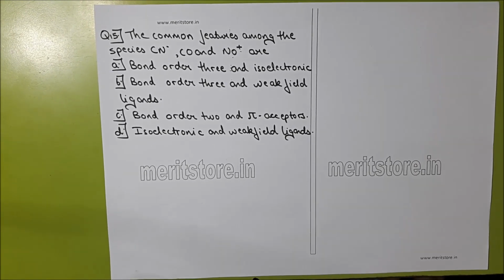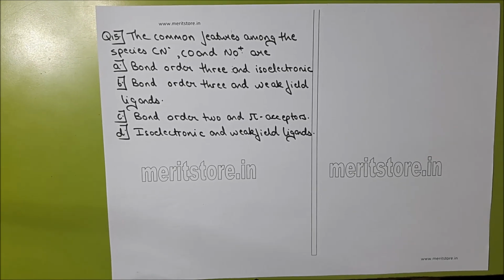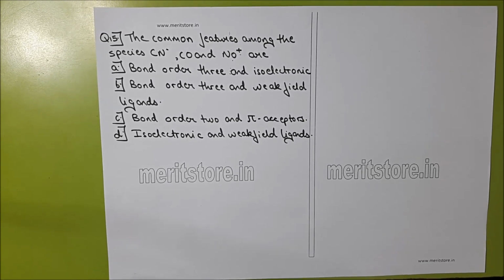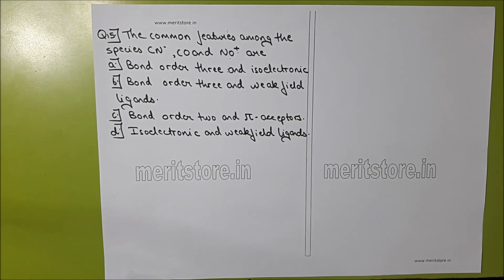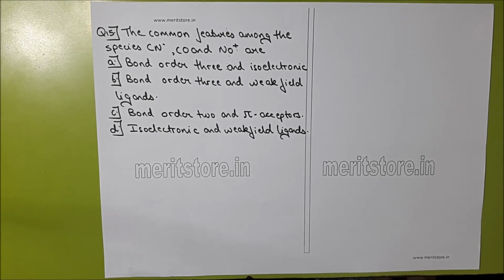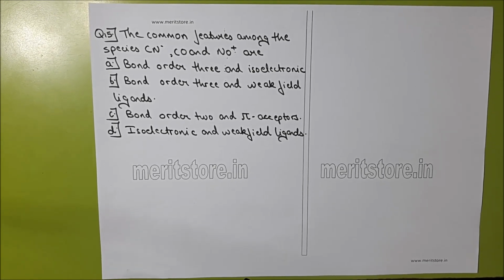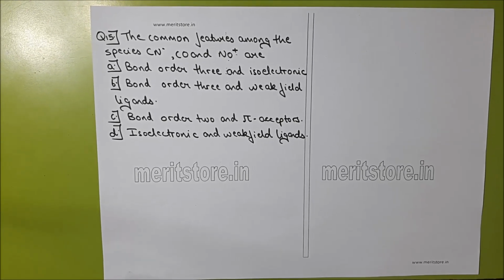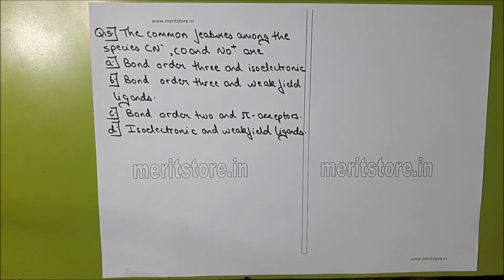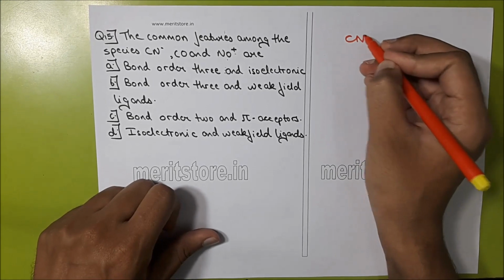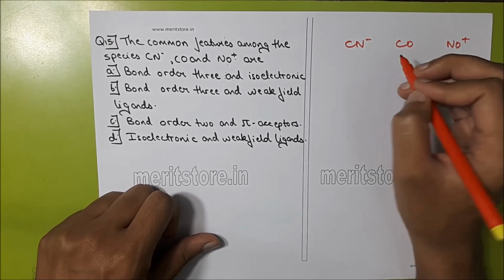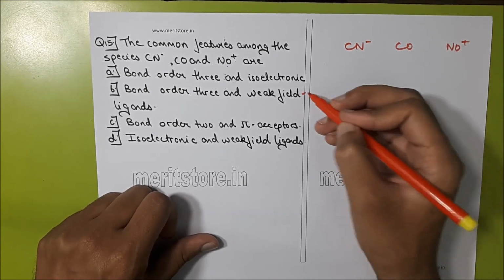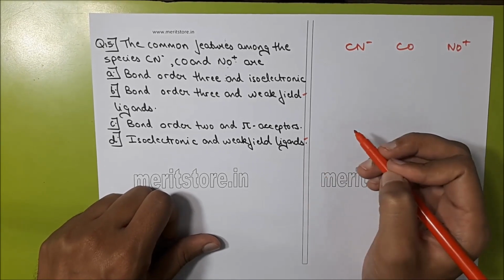Question number 15. The common features among the species CN minus, CO, NO plus are: A, bond order is 3 and they are isoelectronic; B, bond order is 3 and weak field ligands; C, bond order is 2 and pi acceptors; D, isoelectronic species and weak field ligands. Okay, CN minus, CO, NO plus, all of these are strong field ligands. So options B and D are ruled out.